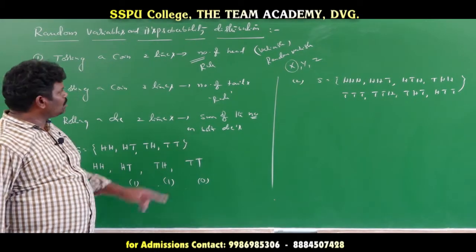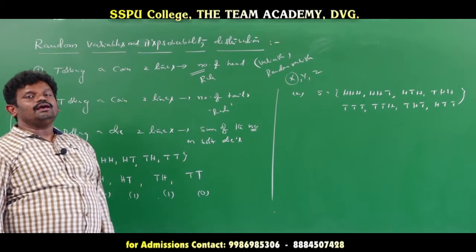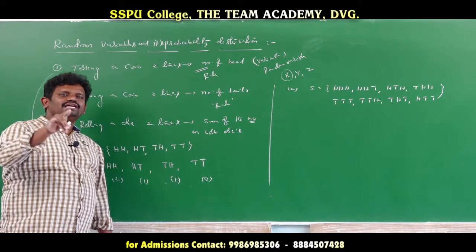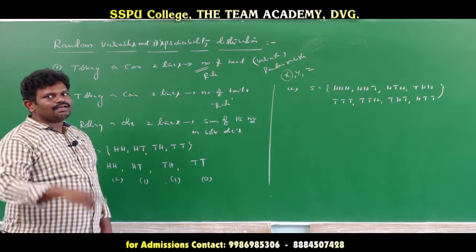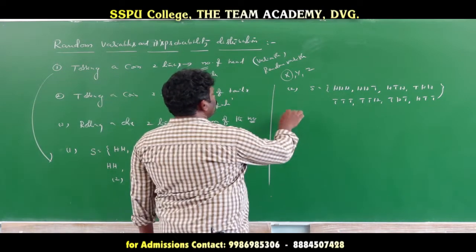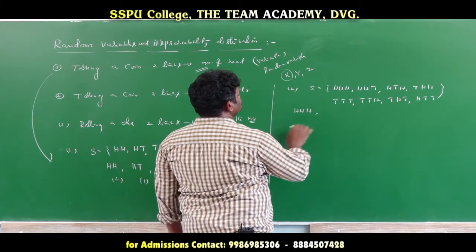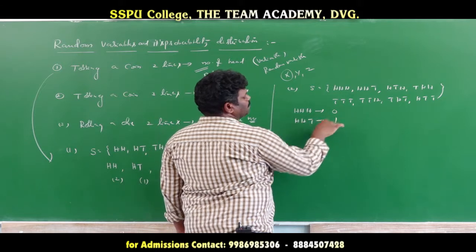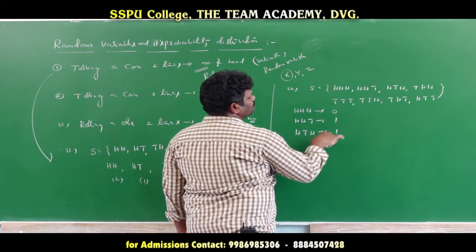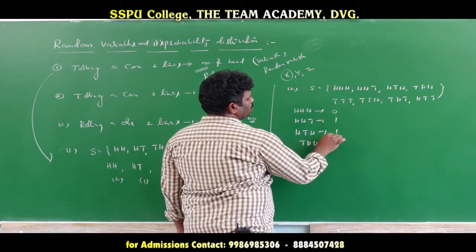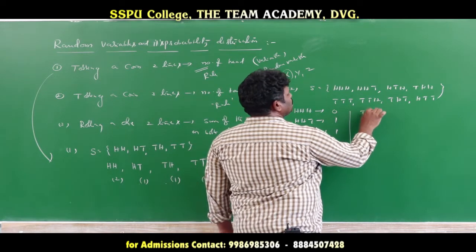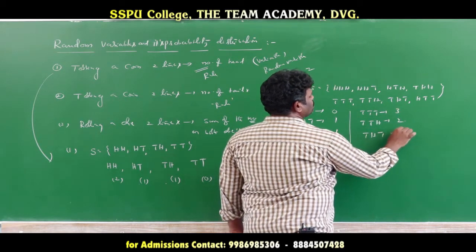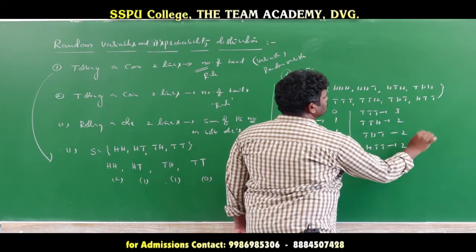Here, the rule we consider is the number of tails. That rule assigns to each outcome of a random experiment a single real number. Applying the rule: for HHH, the number of tails is 0; HHT, 1; HTH, 1; THH, 1; and TTT, 3; TTH, 2; THT, 2; HTT, 2.